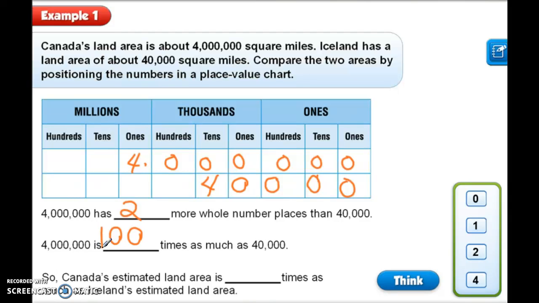So Canada's estimated land area is blank times as much as Iceland's. How many times larger is Canada than Iceland? 100. 100 times.